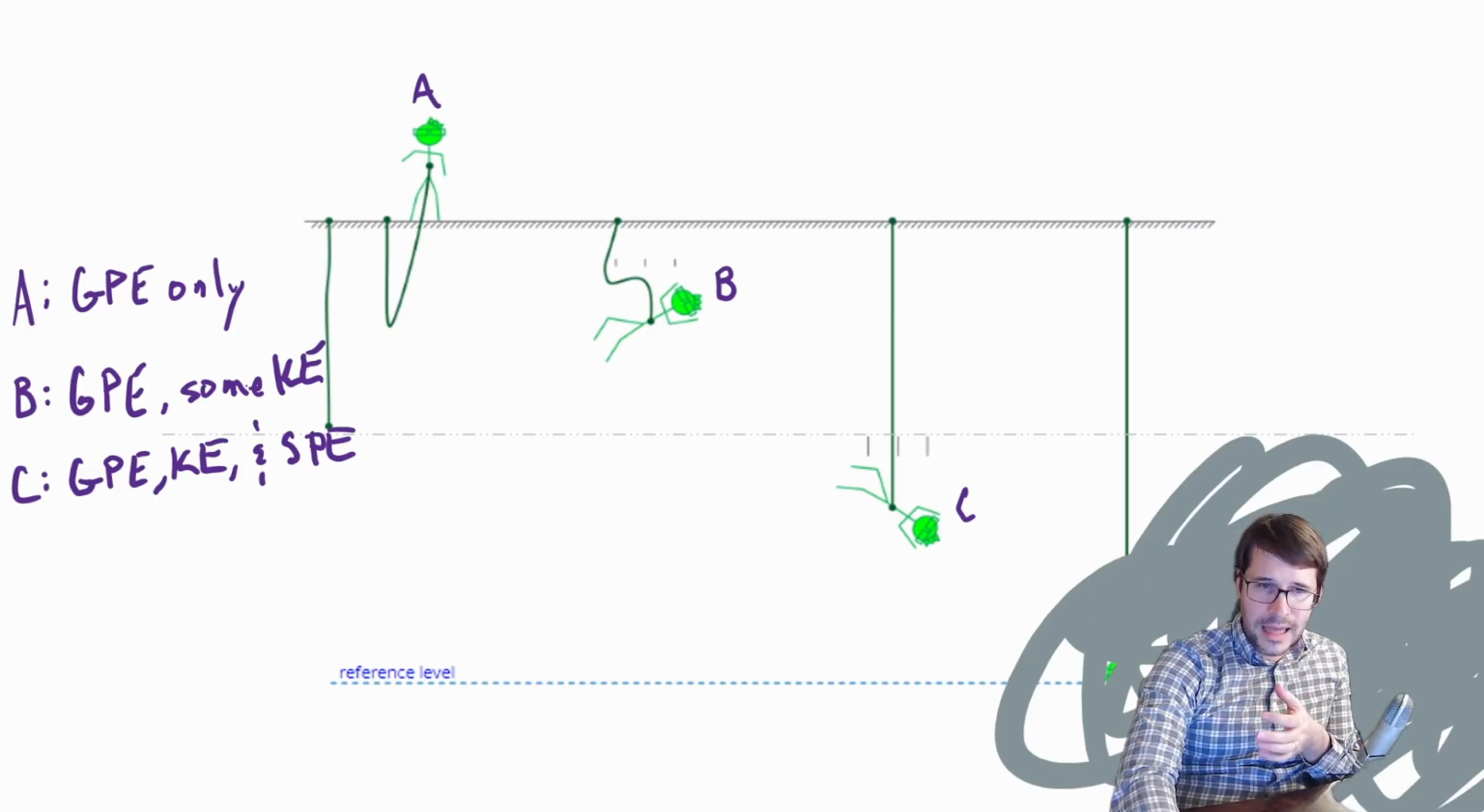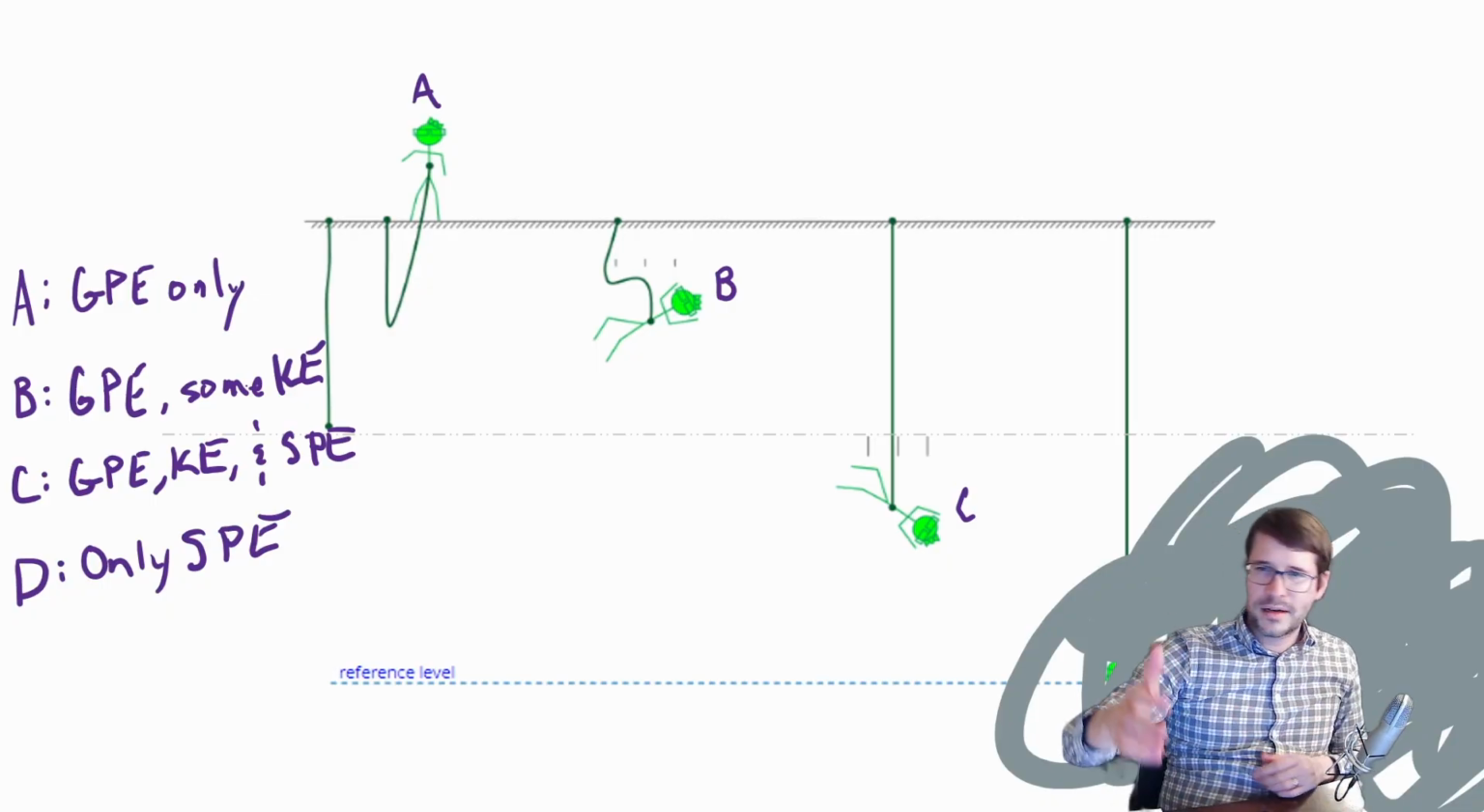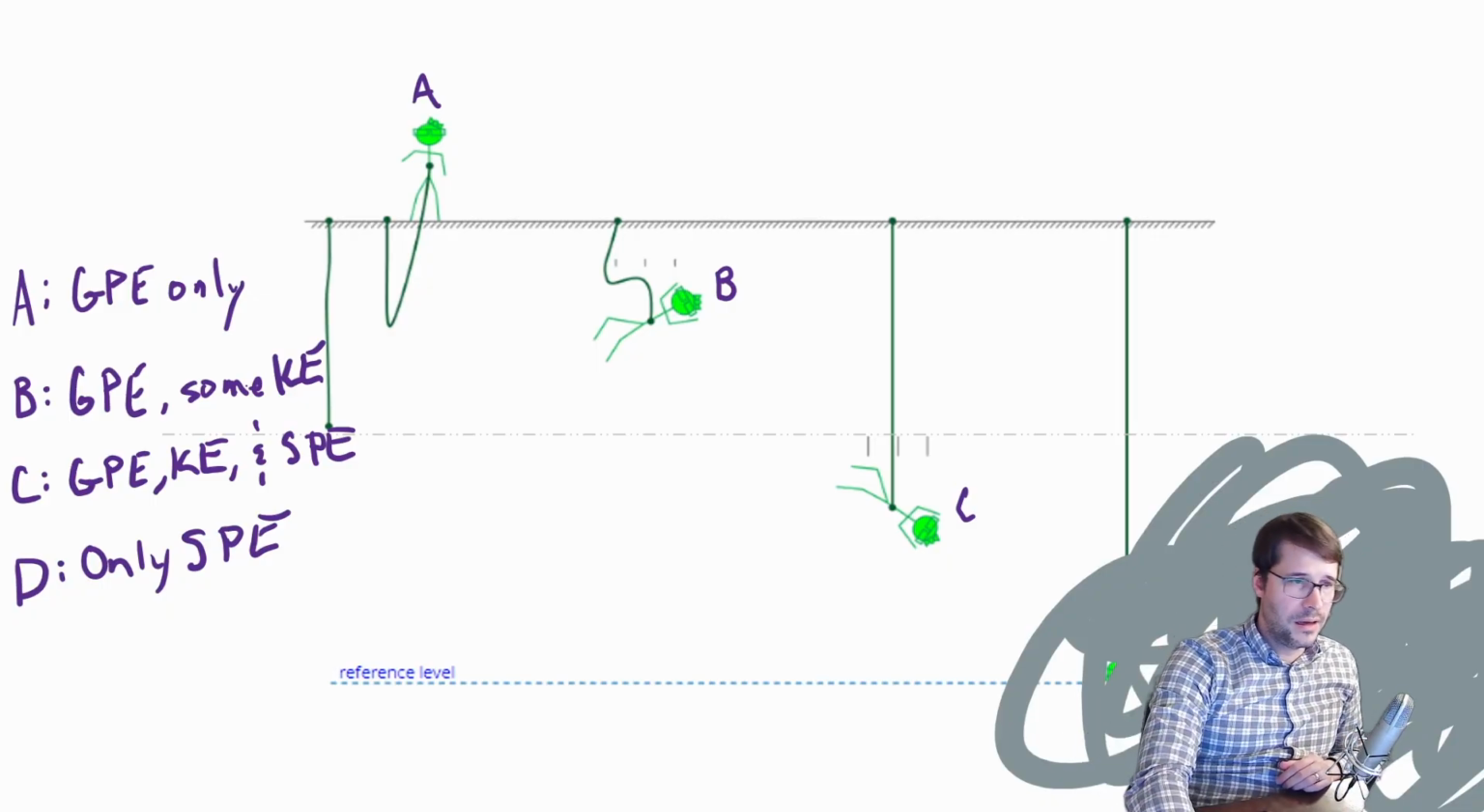And then down here at the end at point D, this is when they stop at the lowest point. At the lowest point, we're going to say there's no gravitational, and they've stopped, so there's no kinetic, and that means we only have spring energy down here at the bottom. All right, so this is our practice for identifying different types of energy.